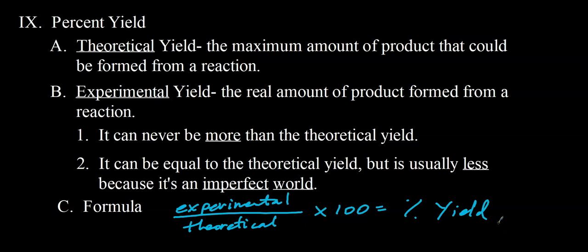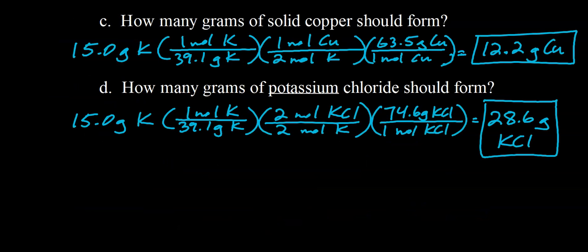So instead of doing the next problem, let's go back and let's take a look at the last example. And let's say that the actual amount of copper produced by the reaction was 10.0 grams. So you perform the reaction, you separate the copper from the solution of potassium chloride, dry that solid, weigh it, and you get 10.0 grams. What is the percent yield then for this reaction?